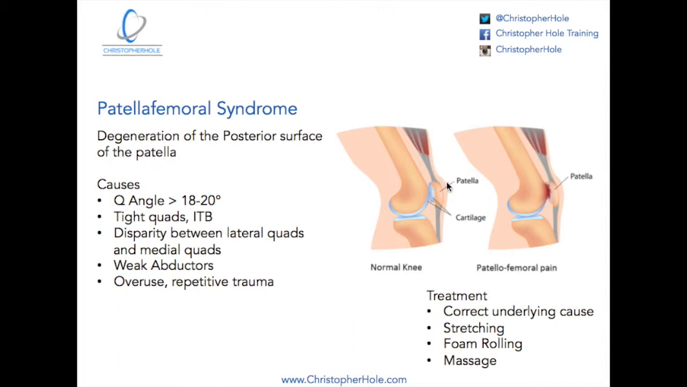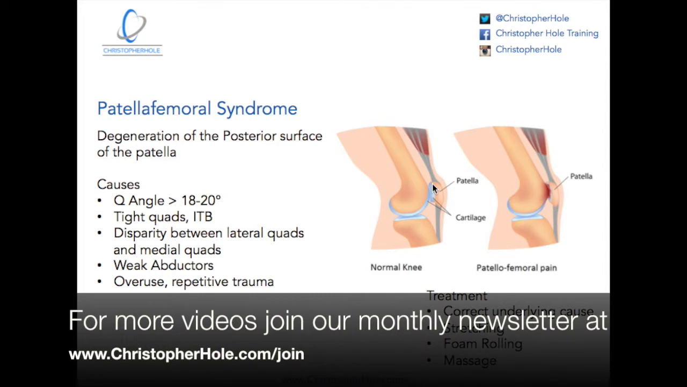So you can see here the kneecap, also known as the patella, is here. Then the posterior surface is the surface that is facing the femur, the bone of the upper leg. Now, when this surface starts to degenerate, then you get your patellofemoral syndrome.